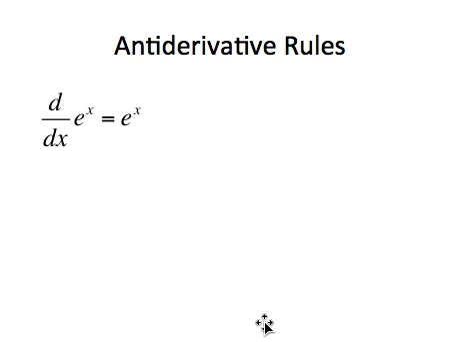Now there's a couple other facts that we know from the derivatives. The derivative of e to the x is e to the x. So the antiderivative of e to the x would be, going the other direction, e to the x plus a constant.